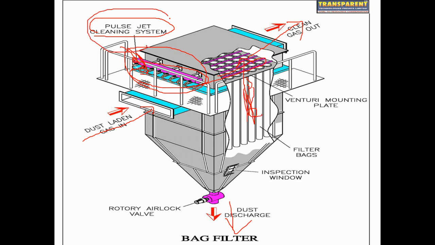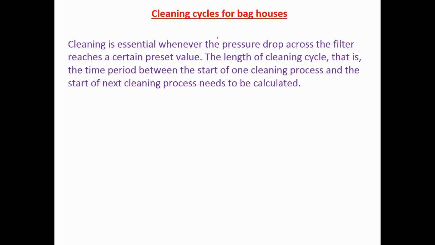This is most important. If this is not working, then your bag filter or bag house maintenance cost will be very high. So cleaning is essential. Whenever the pressure drops or the filter reaches a set pressure or value, cleaning starts; the cleaning cycle length is the time period between the start of one cleaning process and the next. Cleaning is the most important part, and you have to regularly check the pressure drop. If the pressure drop increases or decreases very much, there is some problem inside the bag filter. So we regularly have to monitor the pressure drop as well as the cleaning system.